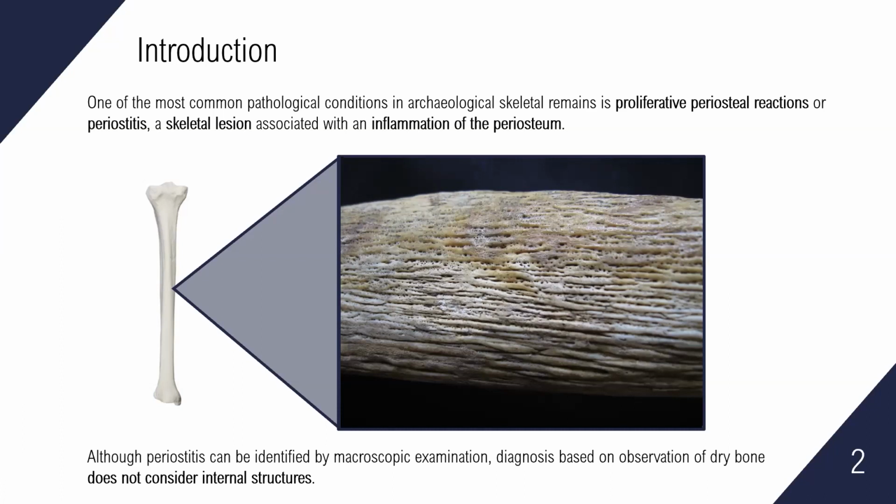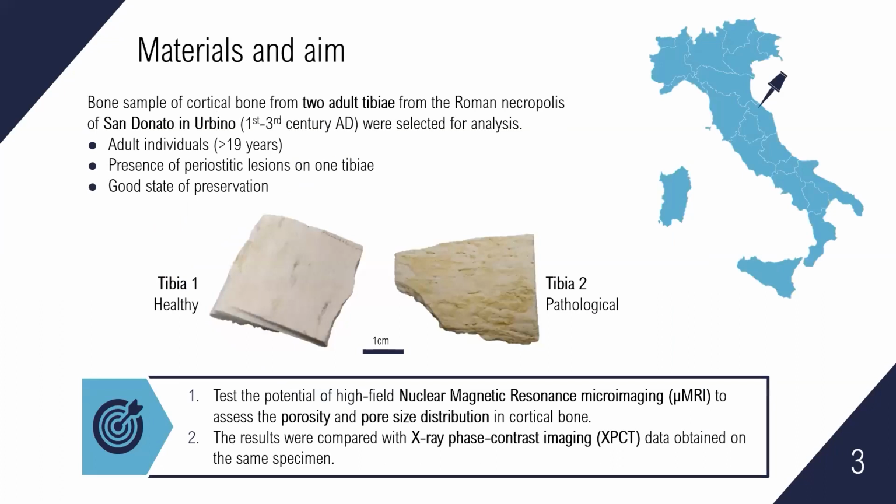Although periostitis can be identified by macroscopic analysis, diagnosis based on simple observation of dry bones does not consider internal structures. The aim of this study is to test the potential of high-field nuclear magnetic resonance microimaging to assess the porosity and pore size distribution in cortical bone on a sample of 2 archaeological tibiae from the Roman necropolis of San Donato in Urbino, in Italy.